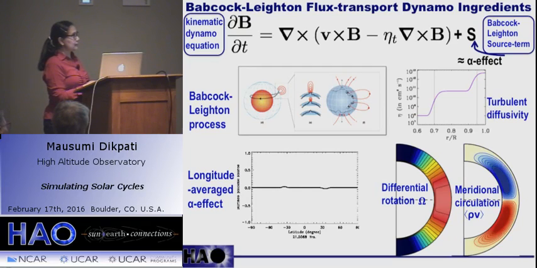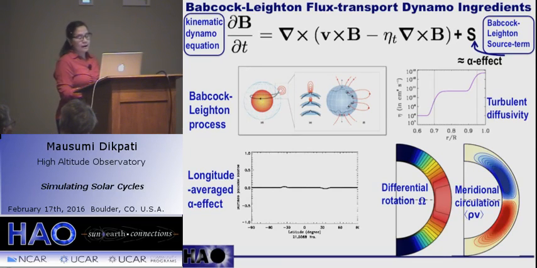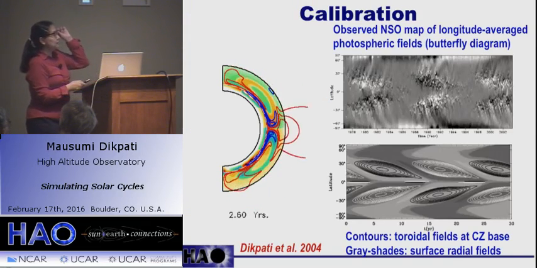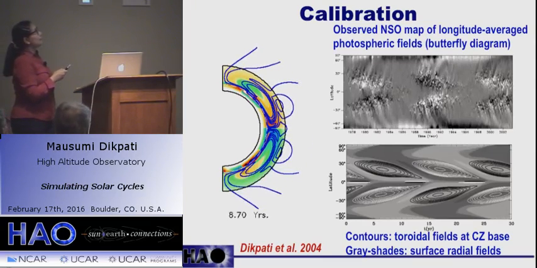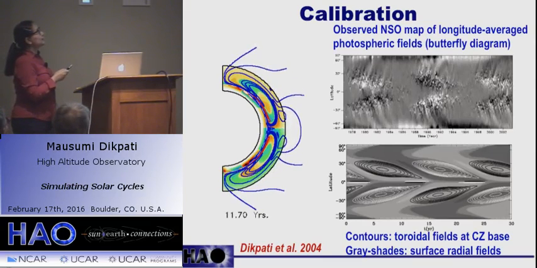Meridional circulation included in this class of model is single celled in each hemisphere, and this is constructed from surface observation and mass conservation. Here is a solution from the Babcock-Leighton flux transport dynamo model. The line contours represent the poloidal fields.